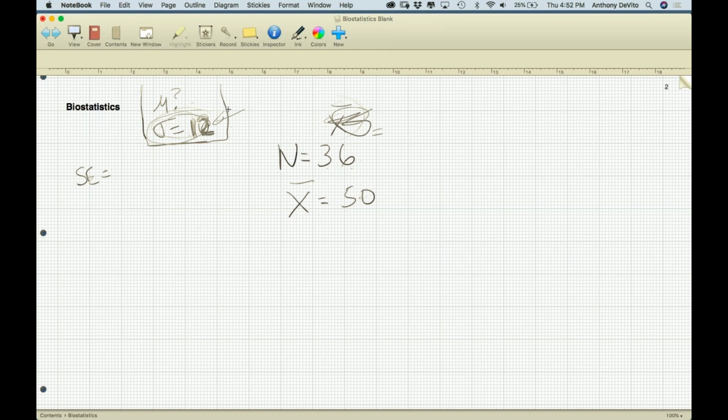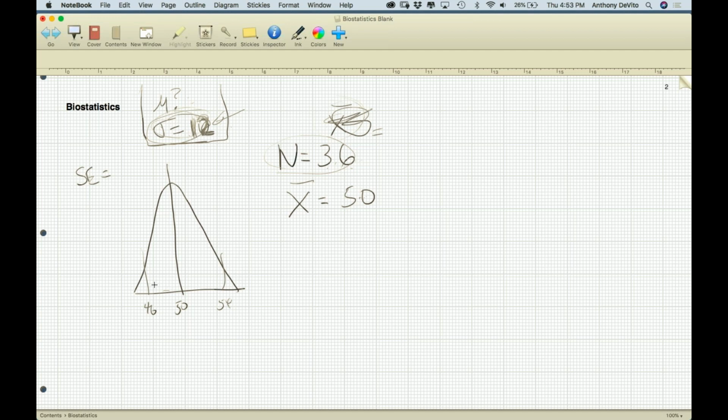Well, let me see what would have happened if I would have known that it was 50 and the standard deviation was 12. What would repeated samples of size 36 look like? Well, the standard error would be 12 divided by the square root of 36, which is 6, so 2. It would be centered at 50. 2 standard deviations below would be 46. 2 standard deviations above would be 54. That's pretty much what it would look like, right?